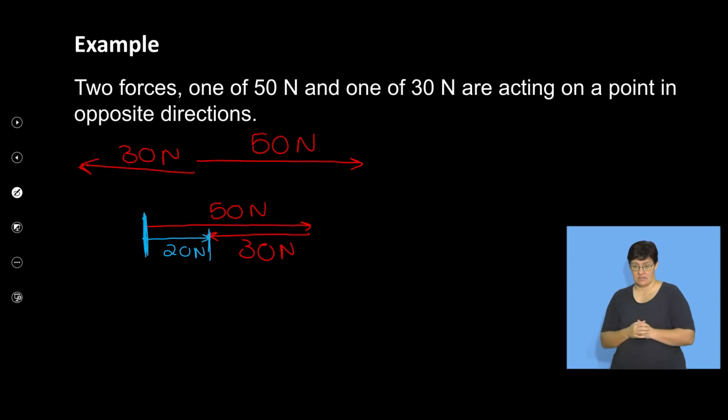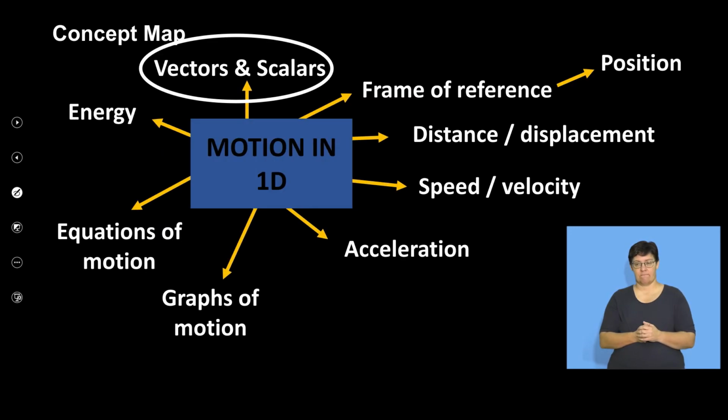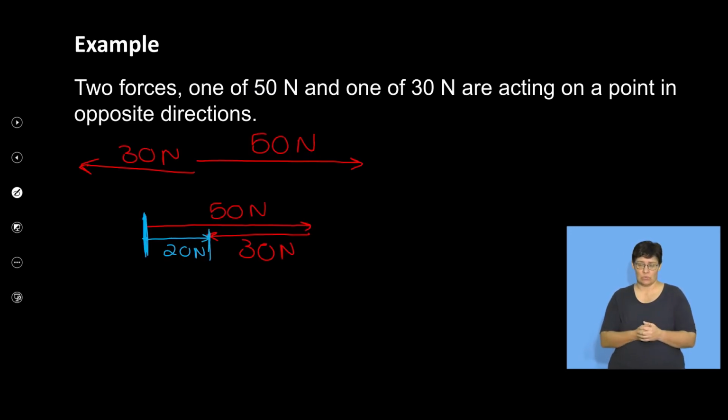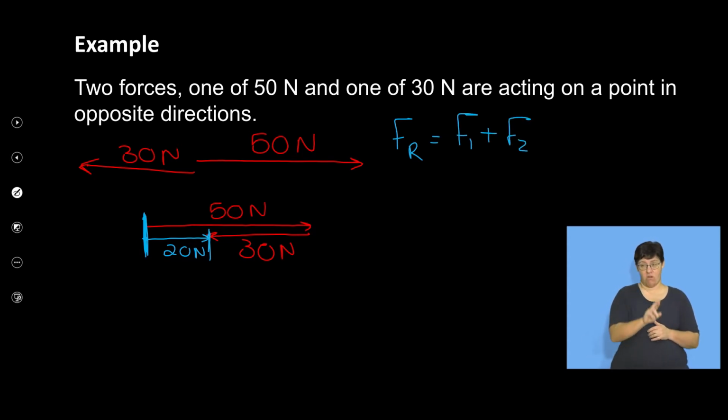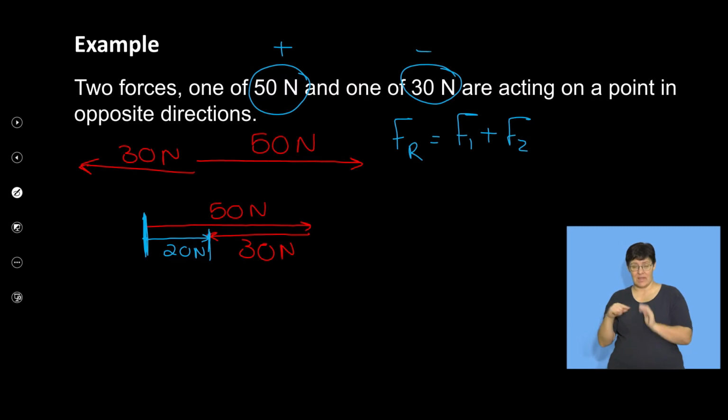No matter how many I've got, I just draw lots of arrows from left to right and up and down. I could do this by calculation. Now here, this is where life gets interesting, because I'm going to do a resultant, and this is vector addition. So I would add the two together, but they're in opposite directions, and I'm going to tell you that this one is in a positive direction. This one is in a negative direction.